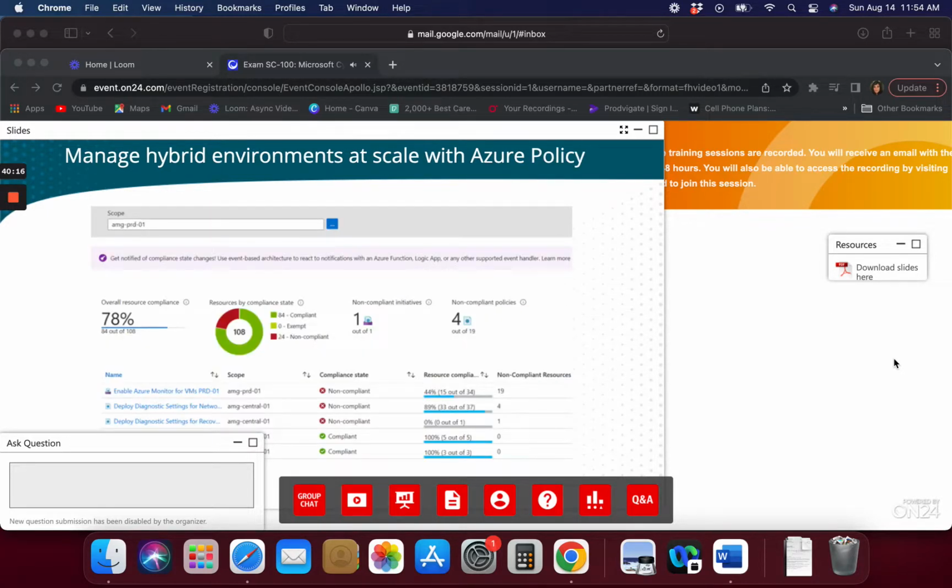Now moving to Azure Policy. Also with the hybrid environment, at scale, we can manage it with Azure Policy. This is very important on the exam. You will see questions for sure around Azure Policy. We'll talk more about Azure Policy in this course as we go along.